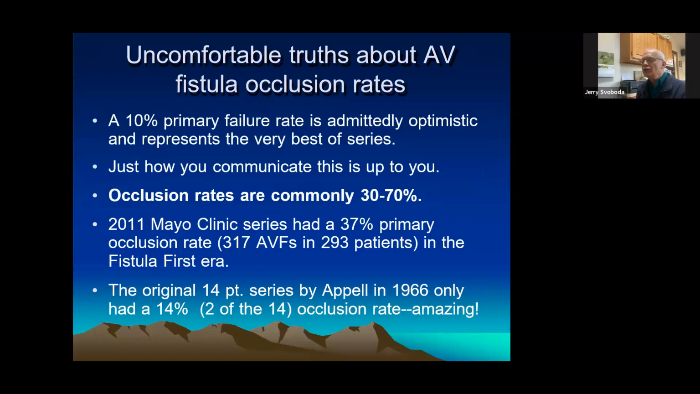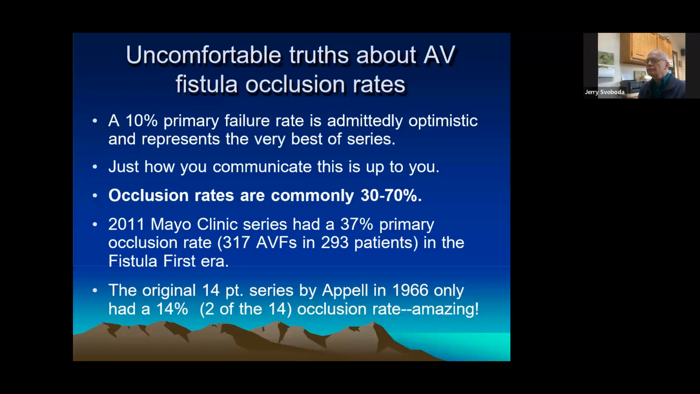Occlusion rates are actually much higher, and in 2011, the Mayo Clinic had a 37% primary occlusion rate in the fistula first era. So that's a very famous clinic that has very experienced physicians, and yet 1 in 3 of their fistulas are failing. Pretty amazingly, the original series of Apple in 1966 had only 2 of 14 occlude by the time they published their paper.